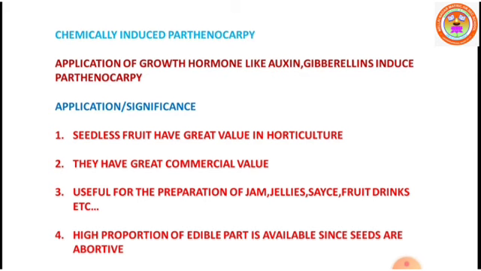What are the advantages? What is the significance? Why do we want to do this? Because it increases the fruit formation in the plants. So orchards get more economy, more revenue they will get. Let us see. Seedless fruits have great value in horticulture. They have a very great commercial value in industries.